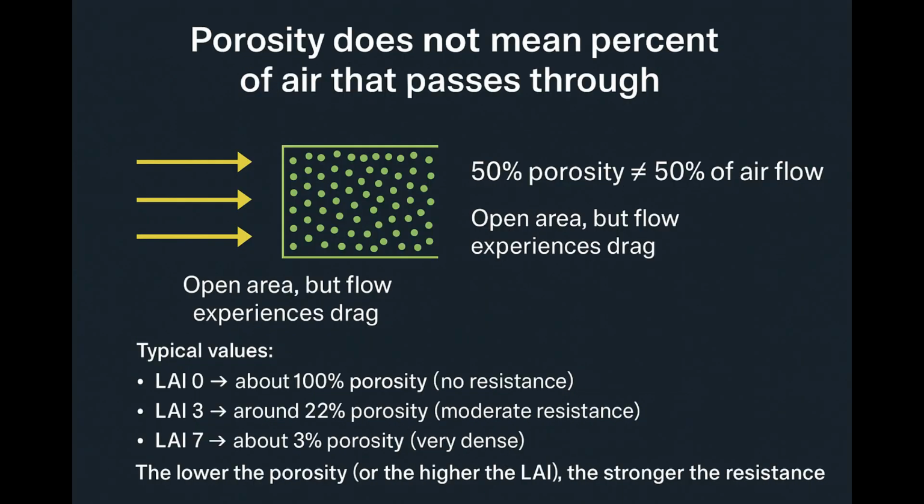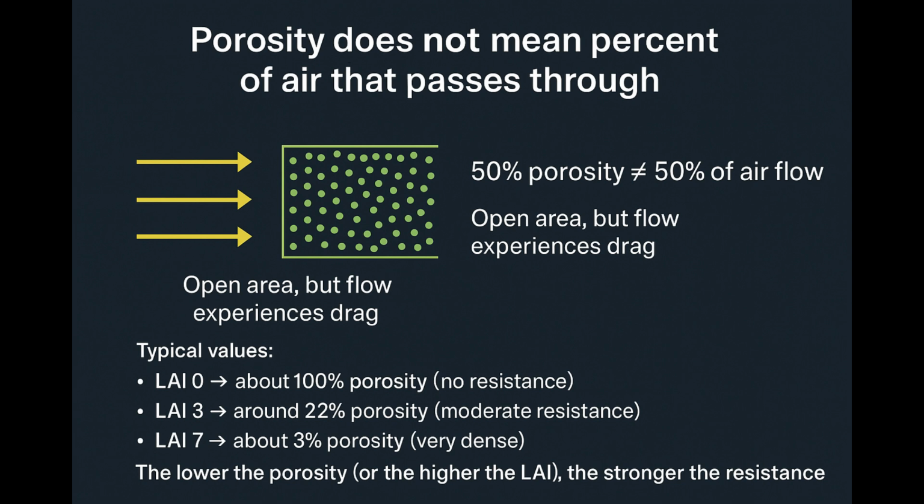Important, porosity here is an aerodynamic measure, not a literal whole fraction. So 50% porosity does not mean 50% of the air flows through freely. Even at 50%, the zone imposes drag, so the actual velocity and flow rate are lower than 50% of the incoming flow.